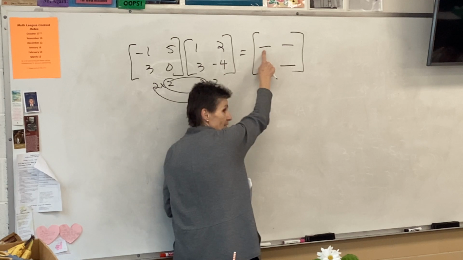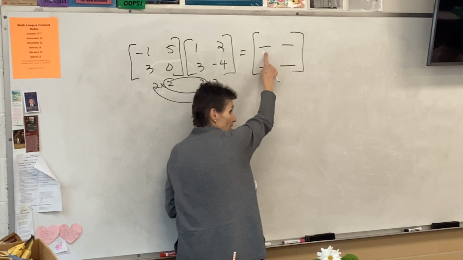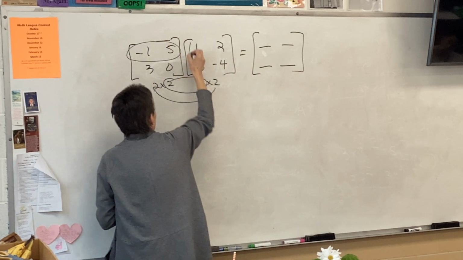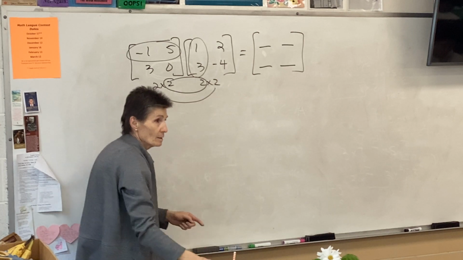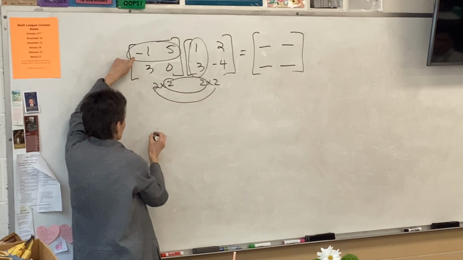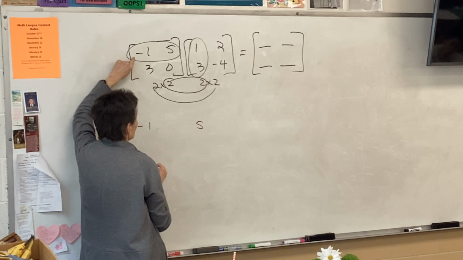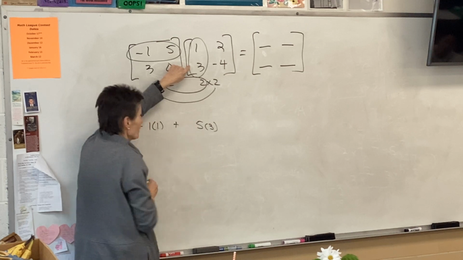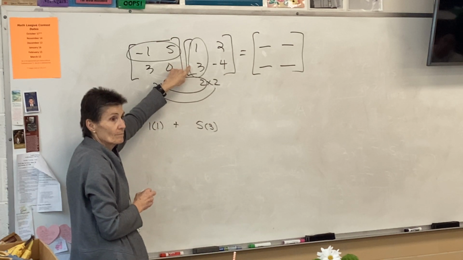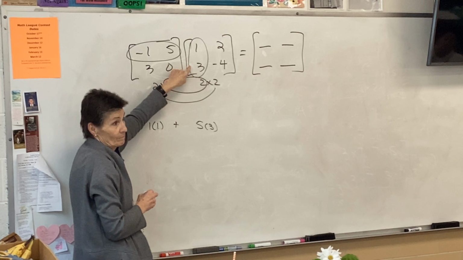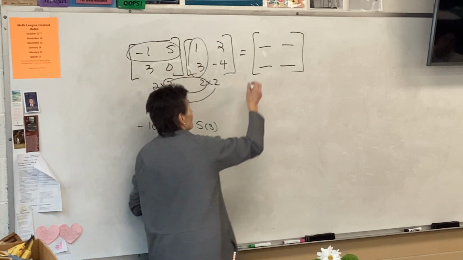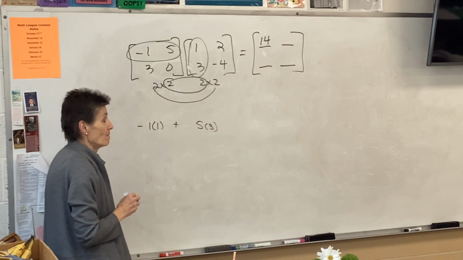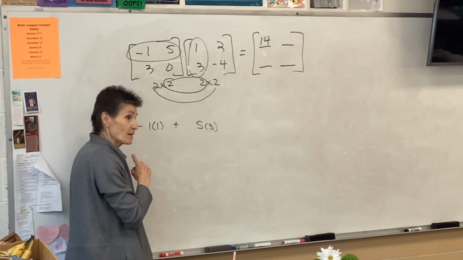What position is this in the matrix? Row 1, column 1. So I'm gonna multiply row 1 and column 1. So what are the numbers in row 1? Negative 1, 5. Column 1, 3. What do I get? You would get 14. Totally different number than what I got before.